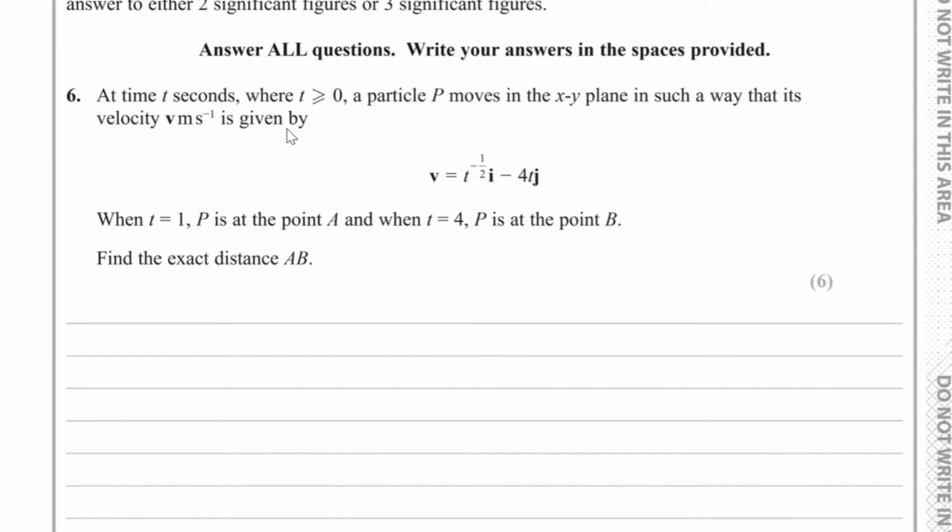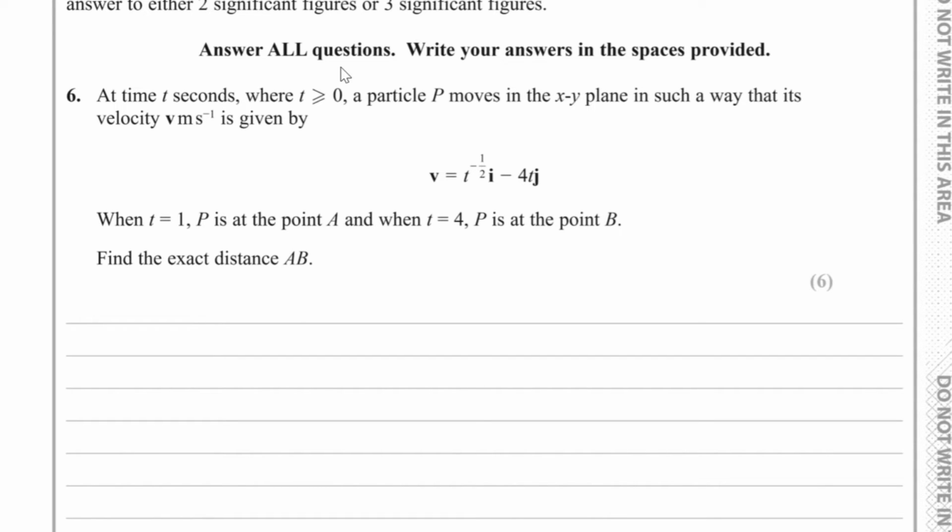Question number 6. At time t seconds, where t is greater or equal to 0, a particle P moves in the xy plane in such a way that its velocity v meters per second is given by v equals t to the minus 1/2 i minus 4t j. When t equals 1, P is at the point A, and when t equals 4, P is at the point B. We have to find the exact distance AB.